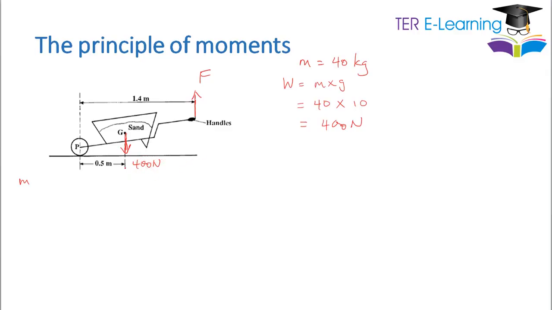So now we want to find F. So we start off, like I said, all these questions, we have to put total clockwise moments, or the sum of the clockwise moments, equal total anti-clockwise moments.